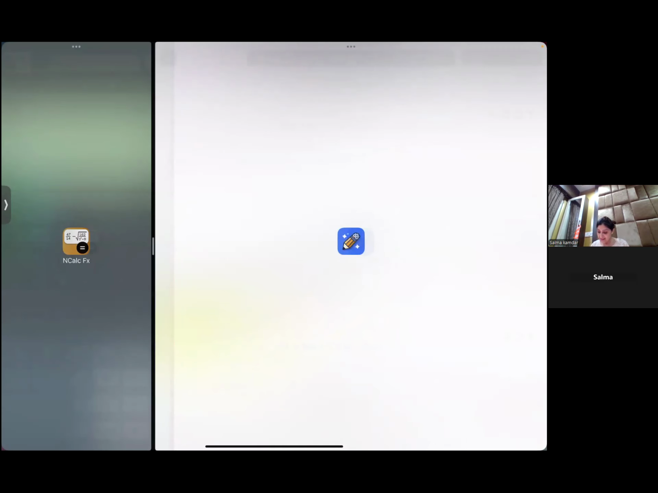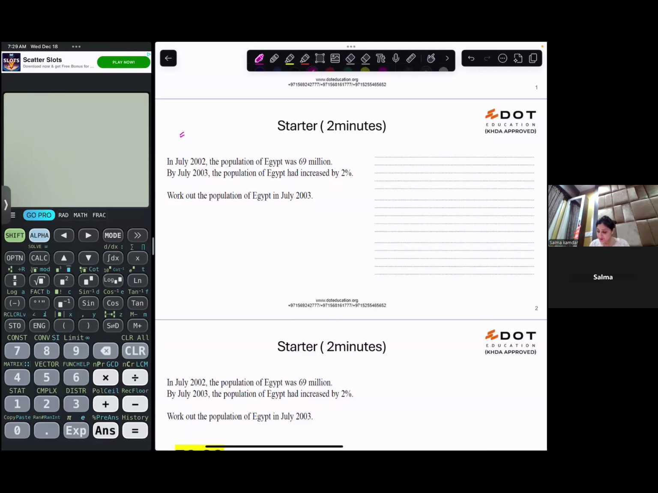Okay, so what are they saying over here? They are saying that in July 2022, the population of Egypt was 69 million and it increased by 2%. That means the population of Egypt in July 2023 would be 69 into 102%. So it would become 70.38. So it increased by 2%. So you take the base as 100 and you add 2.